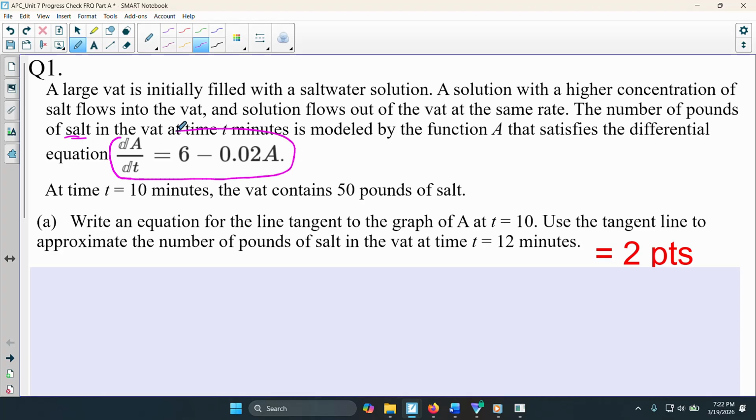You're given a differential equation, and you're given right there a time equals zero. That is a, what? That's like an initial condition. The initial condition does not mean that it's at time equals zero, although it's always nice to have time equals zero. That's your starting amount.